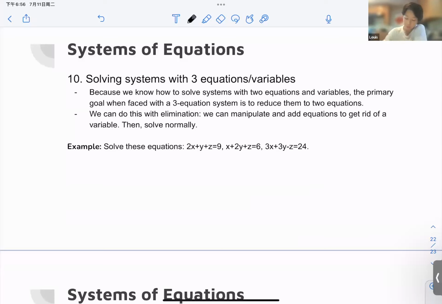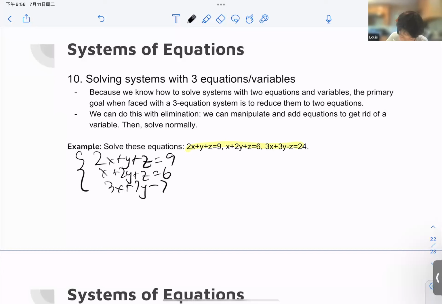Okay, so I will solve this problem now. We are just asked to solve this system of equations. So the system of equations is 2x plus y plus z equals 6, x plus 2y plus z equals 9, and 3x plus 3y minus z equals 24. So suppose this is equation 1, equation 2, and equation 3.